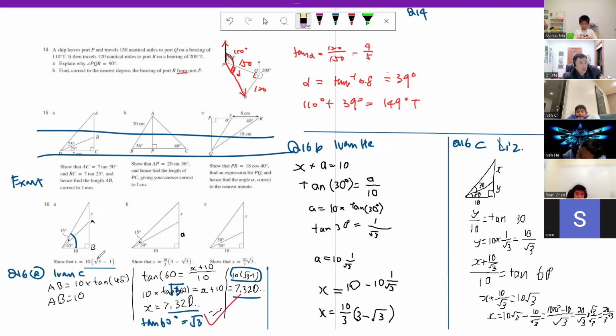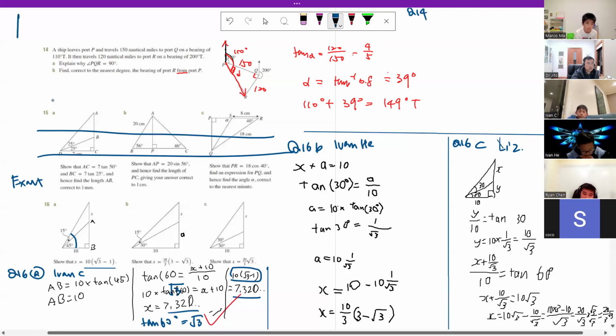Okay, so 16A, I've already marked. The idea to do this question is not to guess and check. The fundamental knowledge that you're missing, Ivan, is those 30, 60, 45 values. You need to memorize them, or memorize the process of how to calculate those angles. It's not very hard. Just remember to draw the triangles. Is that hard to draw?